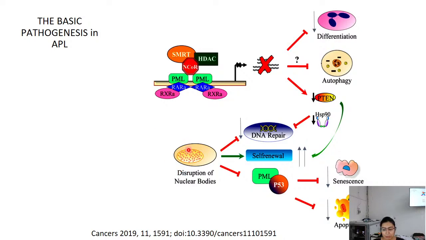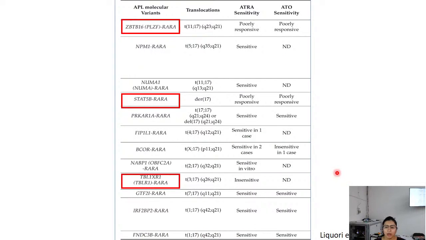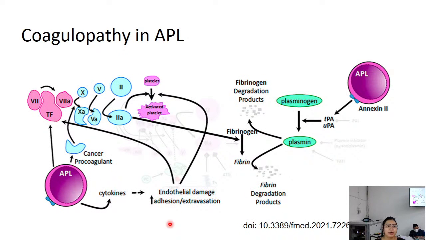In addition, PML is normally located in the nuclear bodies. If that is disrupted, there is reduced DNA repair and increased self-renewal capacity. It also disrupts the p53 axis, leading to reduced apoptosis and reduced senescence of the cell. There can be multiple partners of the RARA gene, and nearly all of them are sensitive to ATRA and arsenic trioxide, except for a few variants, which are highlighted here. The key concern in APL is the coagulopathy, and we'll hear more about it in the subsequent part of the CGR today.